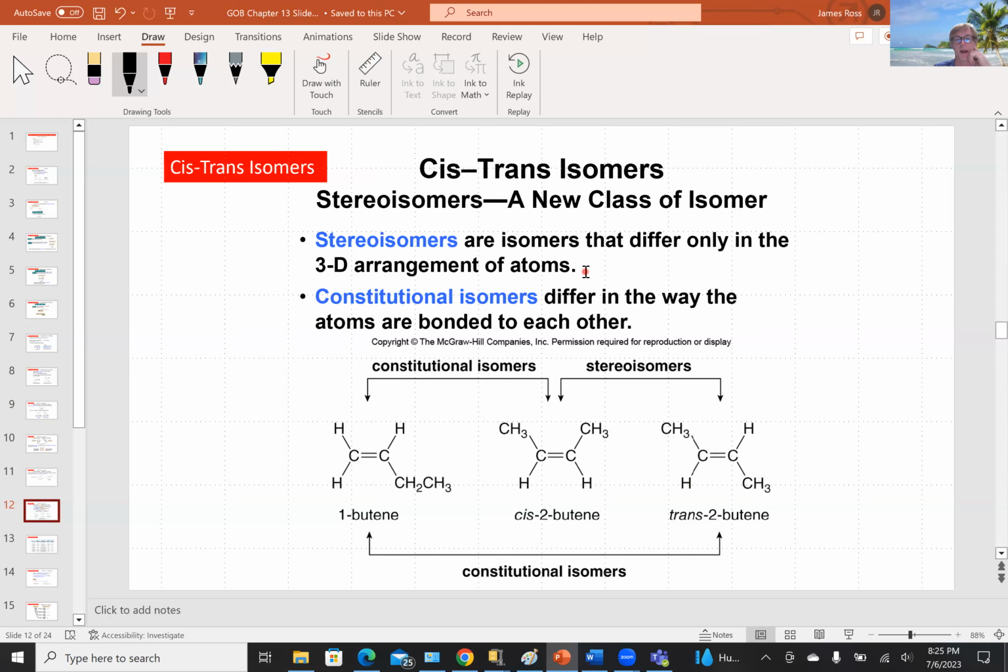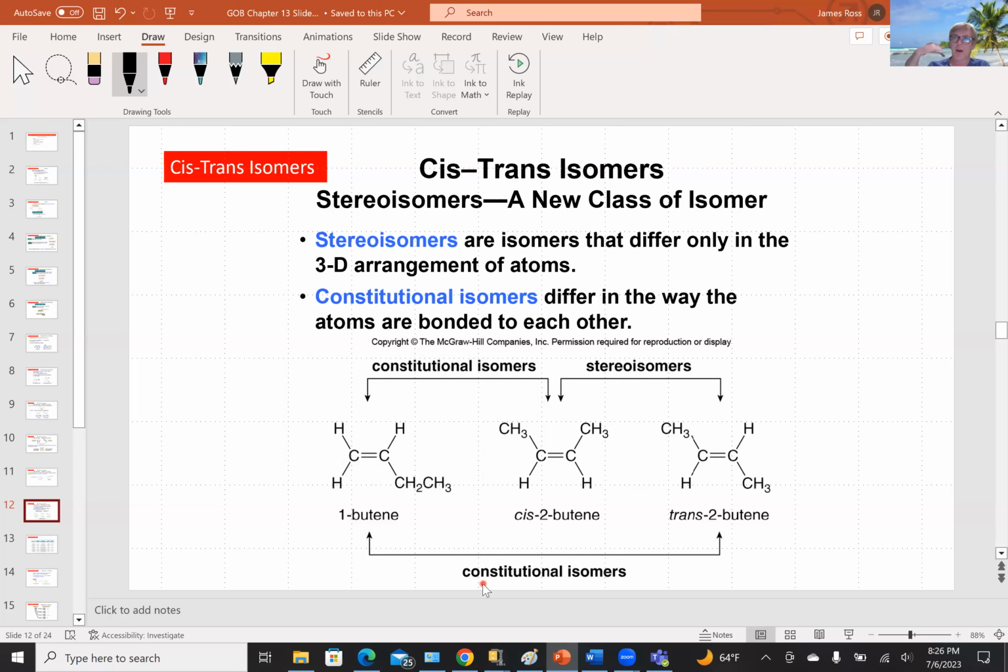Okay, let's look at these three structures here. We have 1-butene, and then cis-2-butene and trans-2-butene. Again, 1-butene has no cis-trans isomers because the two H's are identical. 2-butene has the cis isomer, where the methyl groups are together on the same side of the double bond, and the trans isomer, where the methyl groups are on opposite sides of the double bond.